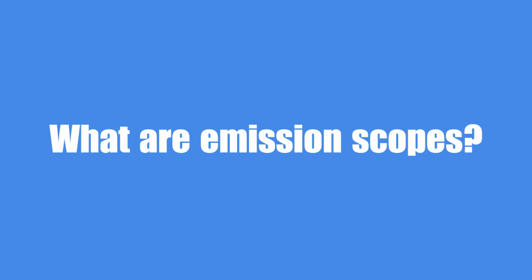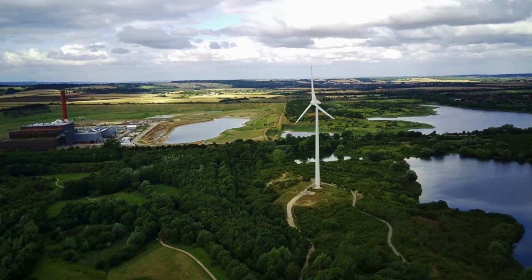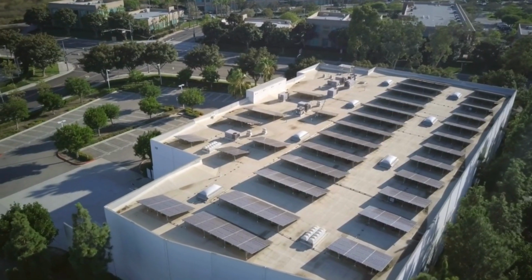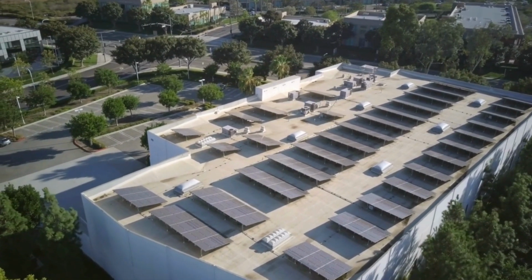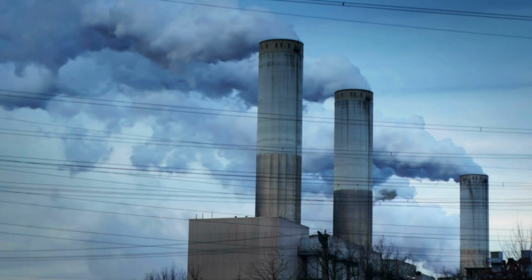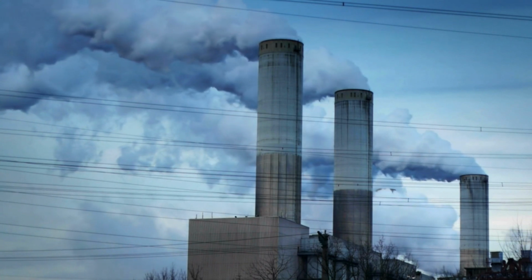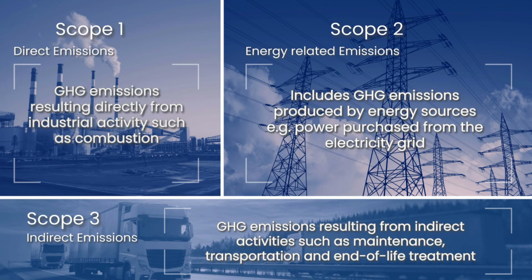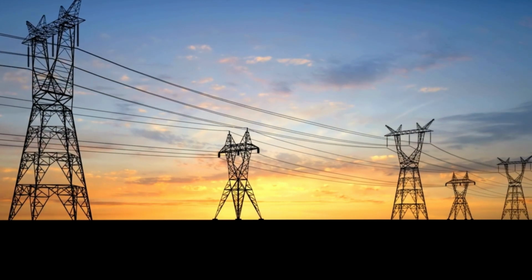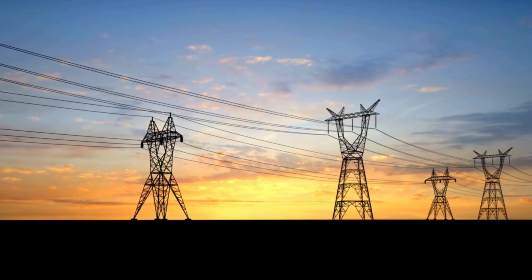Now, what are emission scopes? Emission scopes are a widely recognized metric for measuring carbon footprints, and they are categorized into three scopes based on their sources of emissions. Scope 1 refers to emissions resulting directly from activities such as combustion processes or on-site industrial emissions. Scope 2 refers to energy-related emissions, such as those resulting from the method used to produce the electricity purchased by an organization from the electricity grid.